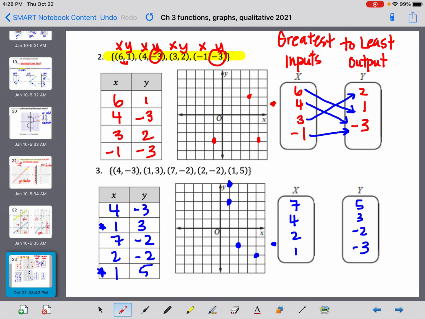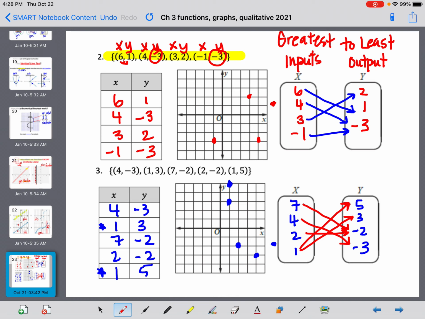And then I want to go back in and draw an arrow to each matching partner pair. So 7 was partnered with -2, and 1 was partnered with +3, and 4 was partnered with -3, and 2 was partnered with -2, and then 1 was also partnered with 5.